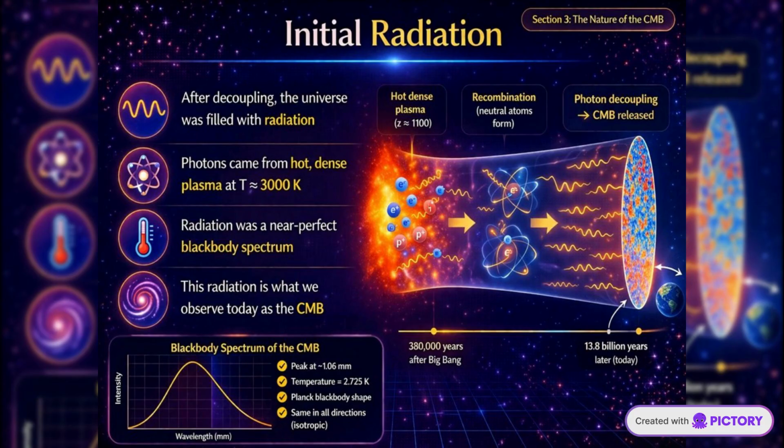After decoupling, the universe was filled with radiation from a hot, dense plasma. This radiation had a nearly perfect blackbody spectrum at about 3000 Kelvin. Over time, this radiation evolved into the CMB we observe today.